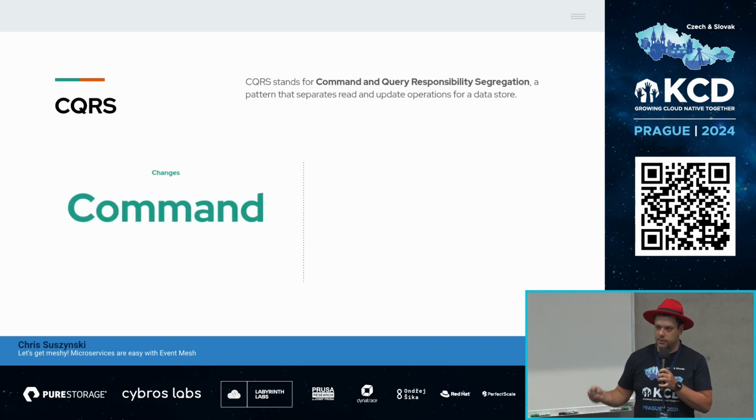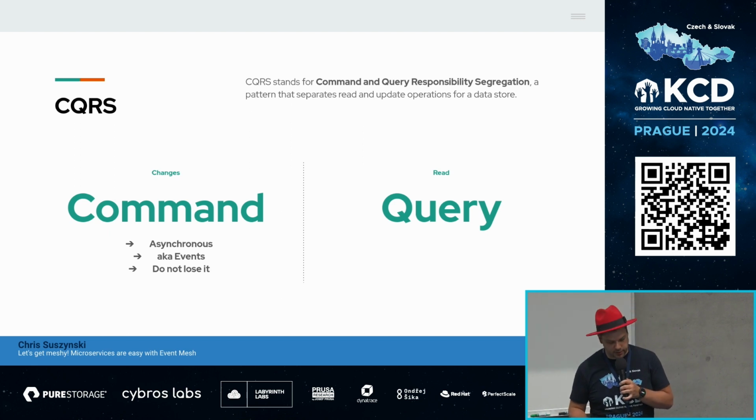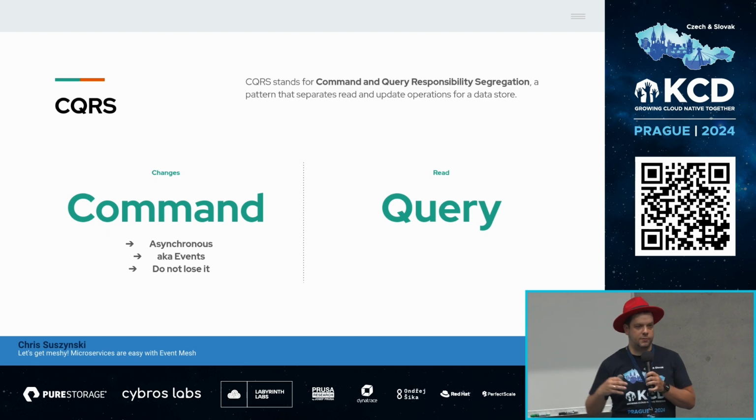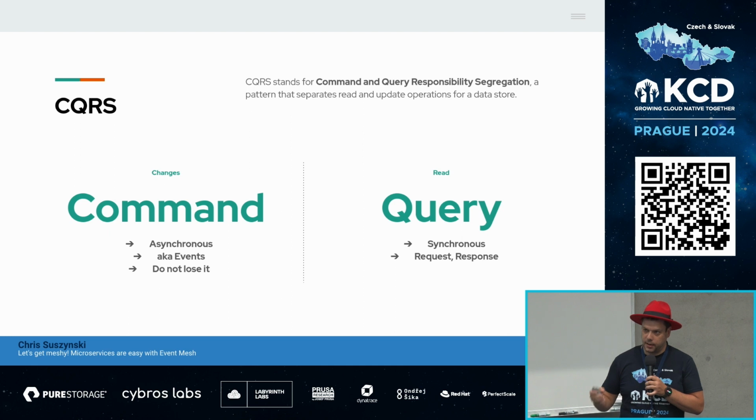And how could this help us? Well, it divides our application into two parts, basically. One is a command, and the second one is query. The command is asynchronous. It's kind of like events, of course, and we need to make sure that we don't lose it. And the query is synchronous. It's a request-response operation, and it's safe to retry in most cases. It should be safe to retry.